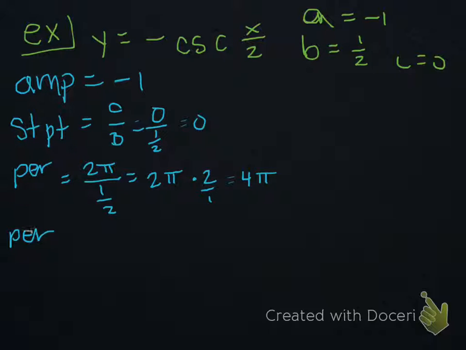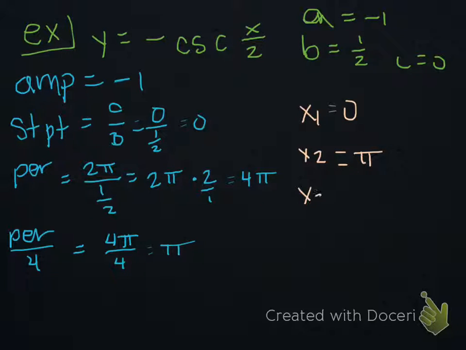And when I find the period over 4, 4 pi divided by 4 is pi. So this will be a nice and easy one. So x1 is 0. x2 is pi. x3 is 2 pi. x4 is 3 pi. And lastly, we end at 4 pi. And again, adding pi each time.